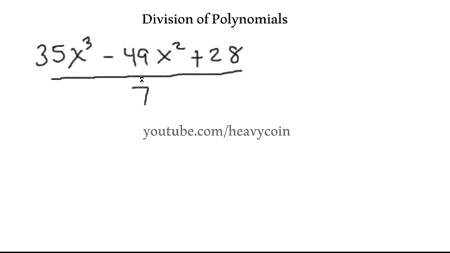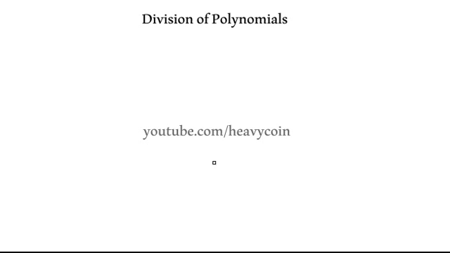7 goes into 35, 7 goes into 49, and 7 goes into 28. So 7 goes into 35 5 times. So we just write 5x cubed, and I'm not exactly sure why I wrote an equal sign. How about a minus? 7 goes into 49 7 times, so that'd be 7x squared. And 7 goes into 28 4 times. Alright, so that's been simplified down to 5x cubed minus 7x squared plus 4. Okay, we should always start with something simple and work our way upward.